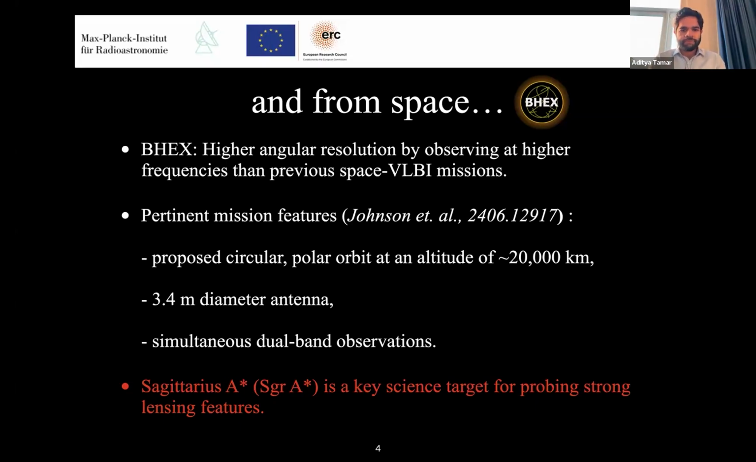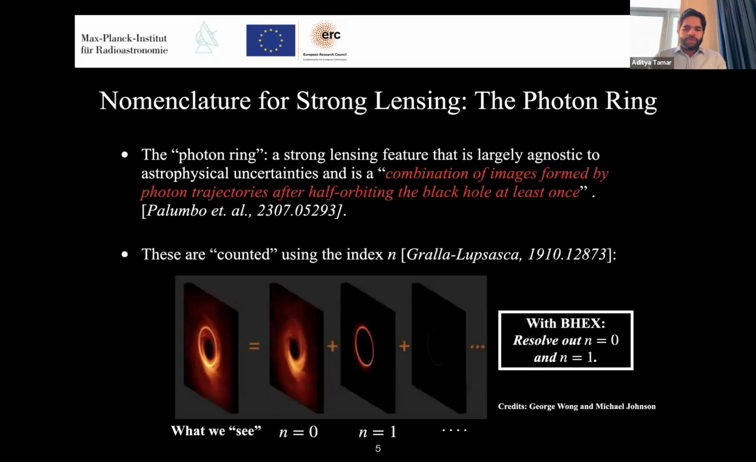strong lensing features. Now, just to be on the same page of the nomenclature for strong lensing, we'll talk about this photon ring, which is this strong lensing feature that is largely agnostic to astrophysical uncertainties, largely being the operative word, and as Daniel mentioned quite succinctly in his paper with collaborators, it's a combination of images formed by photon trajectories half orbiting the black hole at least once.